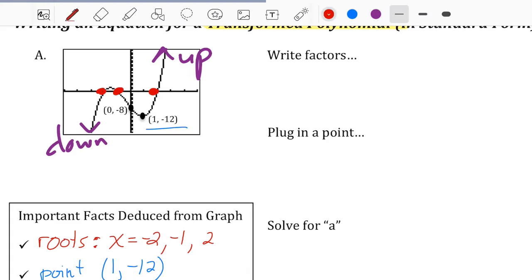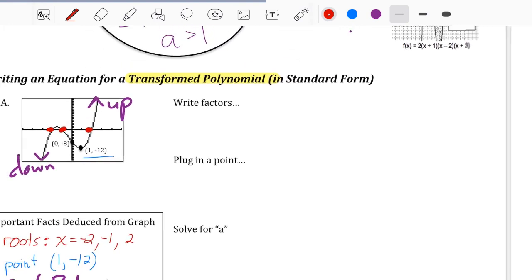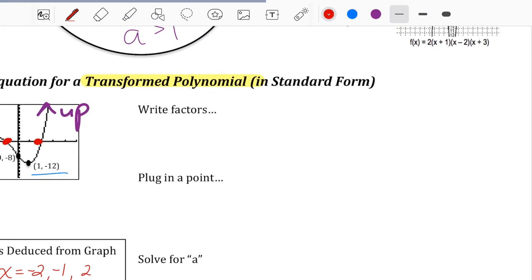So we need to write an equation. Okay, now you haven't forgotten, right? This is what we did yesterday. Whenever you write an equation, you always start with the factors. And the factors come from the roots. And so, yep, those roots still are the most important part. Negative 2 is a root. x plus 2 is a factor.